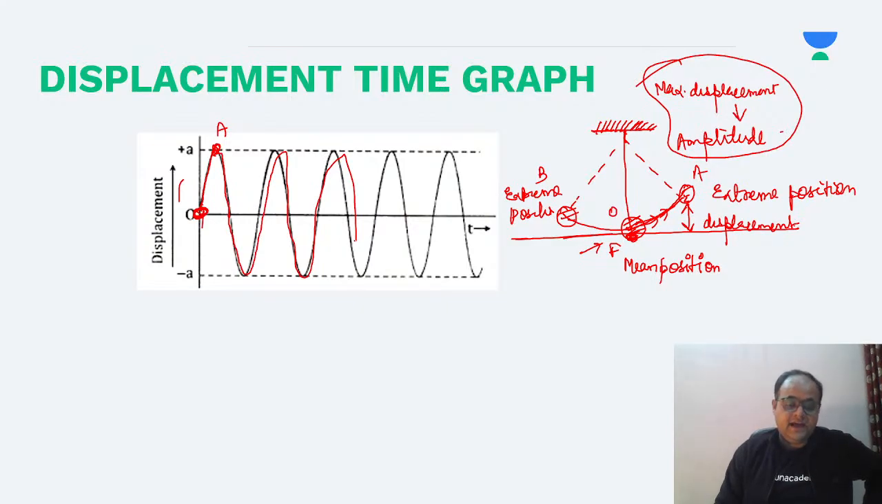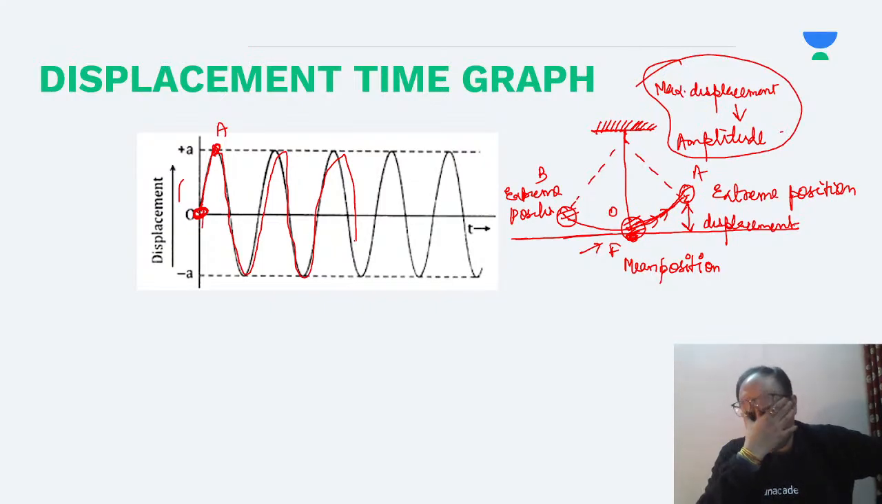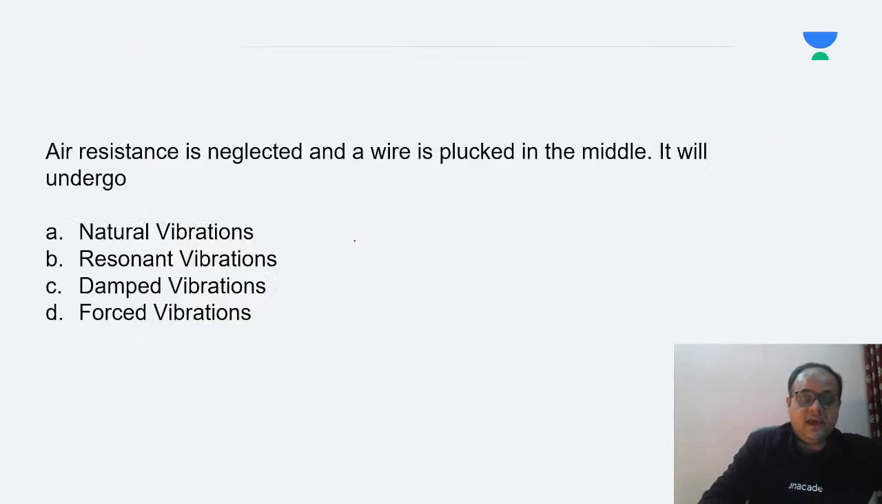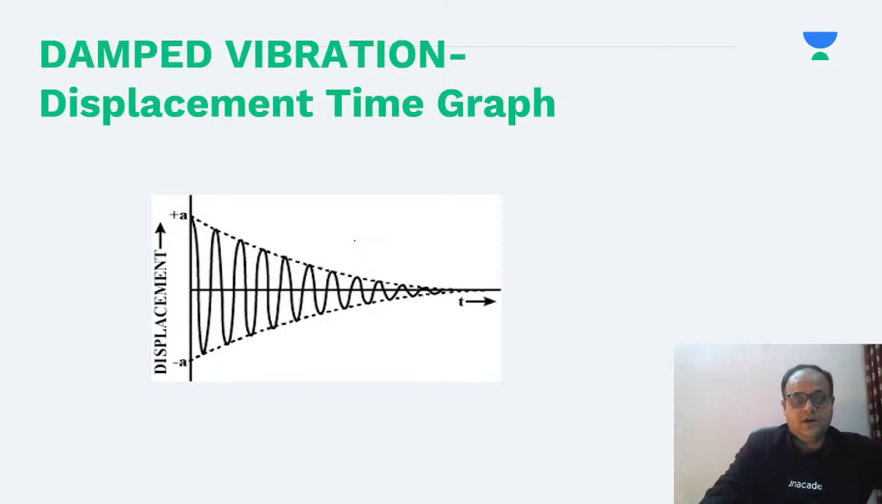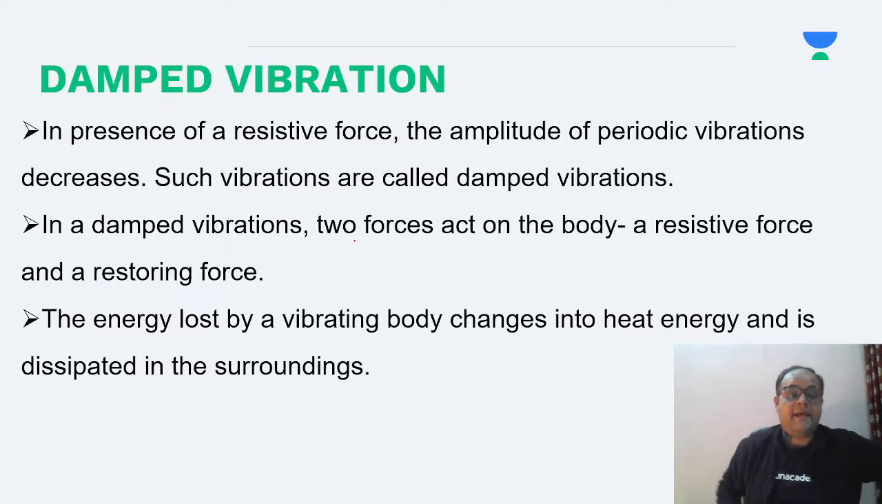If they ask you to decode it, this example can be understood from any method. If you set any body under vibration, the graph will look like this only. It will not change. Fine. Now let me tell you about the damped vibration.